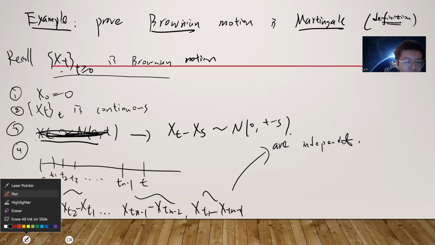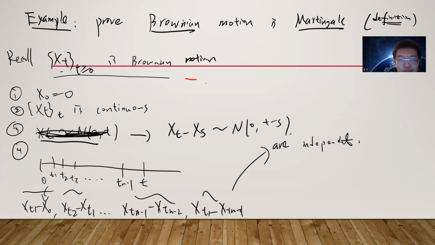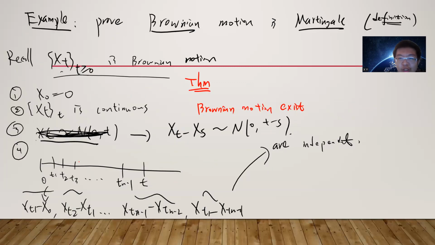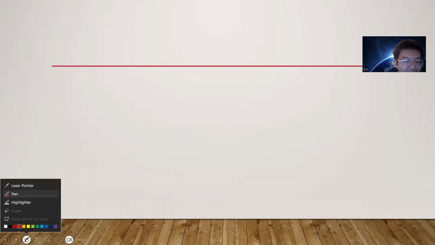One interesting theorem, which is very hard, is that Brownian motion exists. I just want to point out that this is very non-trivial, because it's unlikely that you define some very complicated rules and those rules give you a function that really exists. It's not obvious how to construct such an X_t. But in this video, let's assume Brownian motion exists. So let's prove that Brownian motion is a martingale.